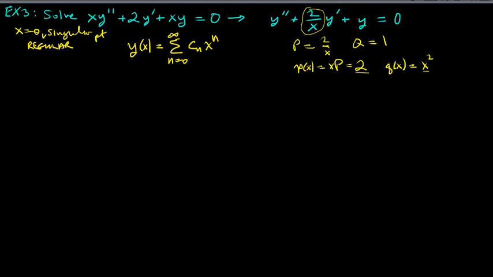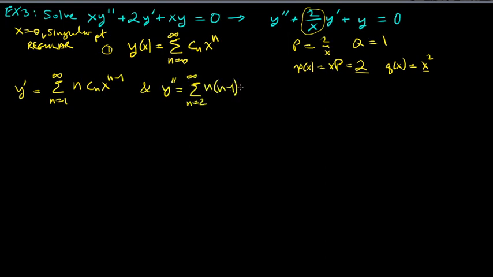Okay, so let's go through this. In step 1, we just assume that this is a power series. And we need the derivatives. So we need y prime, which is, remember we start at 1 now. Later on we'll see that's not going to be an issue. You can also start at 0. So this is the sum of n times Cn x to the n minus 1, and then y double prime is going to be, n starts at 2 now, n times n minus 1, Cn, x to the n minus 2.